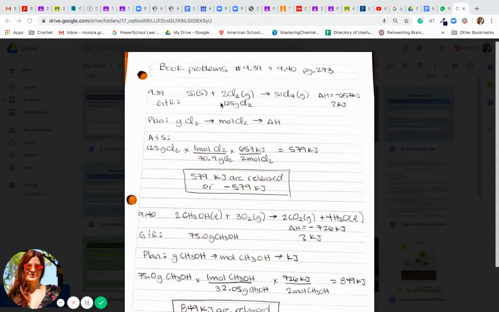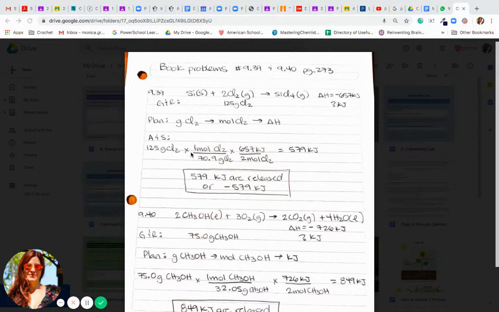Okay, given and required. They are telling us in the problem that they're giving you 125 grams of chlorine, and they're asking how many kilojoules would be released. So the plan for this problem is to go from grams of chlorine, change it to moles of chlorine, and then to the amount of heat. So we're going to set up the problem, 125 grams of chlorine.